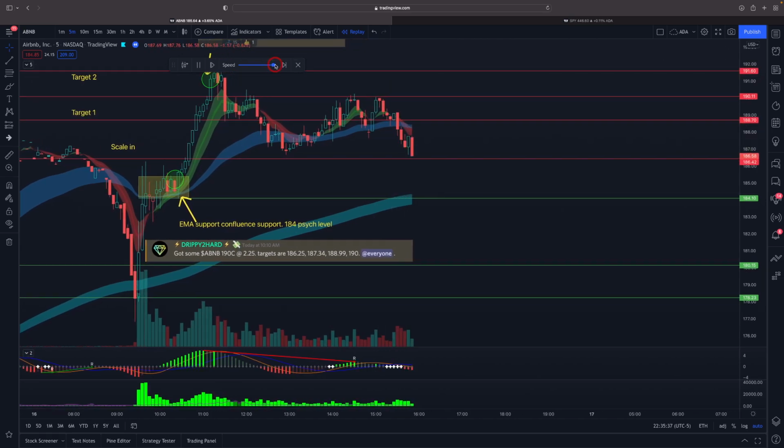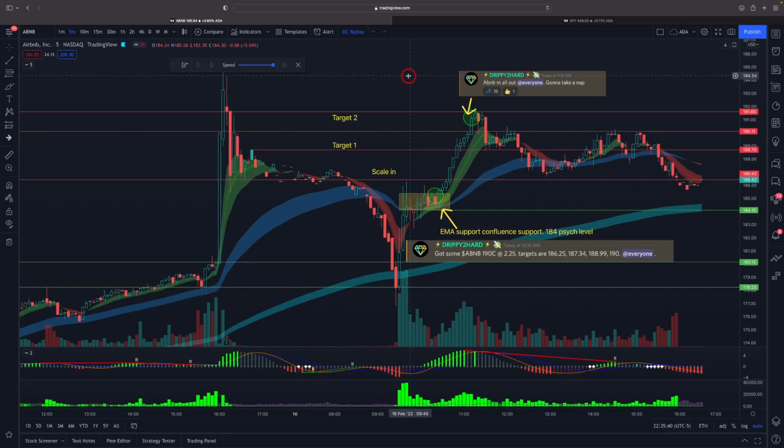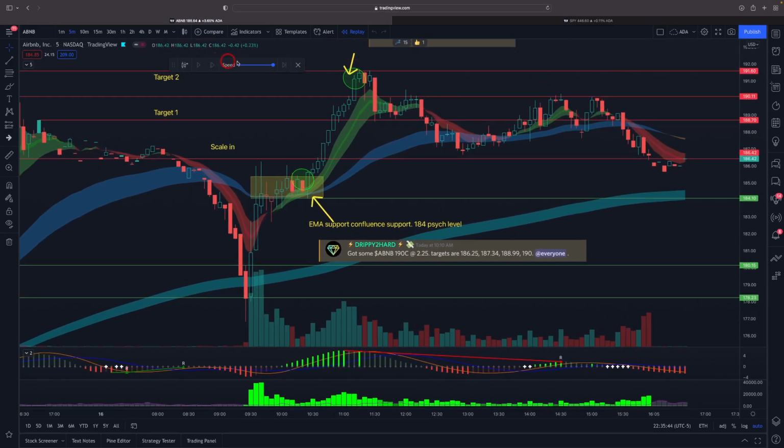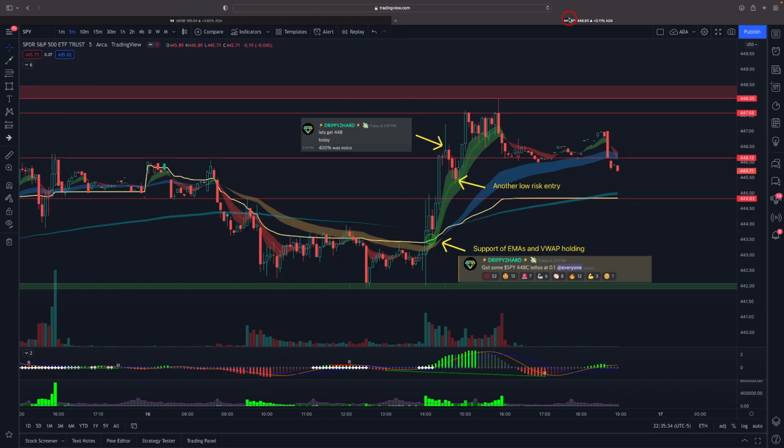I mean, that's pretty much it. So that was the first trade I took. And then I was like, okay, I'm gonna just take a step back now. I'm gonna come back after the FOMC minutes come. So I was looking at SPY.